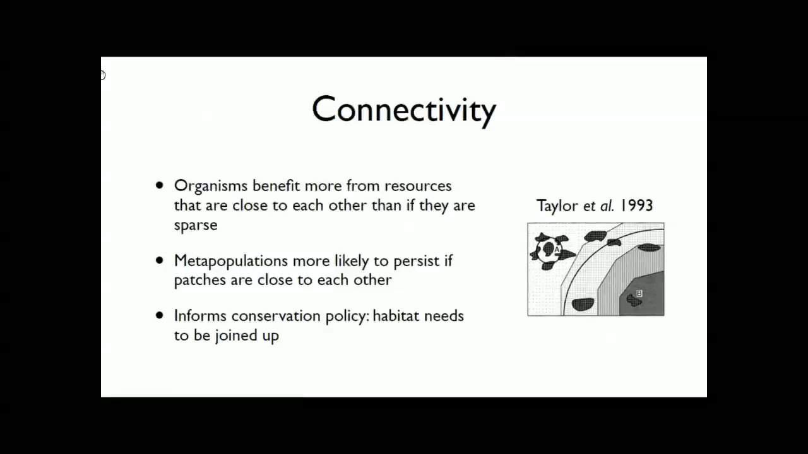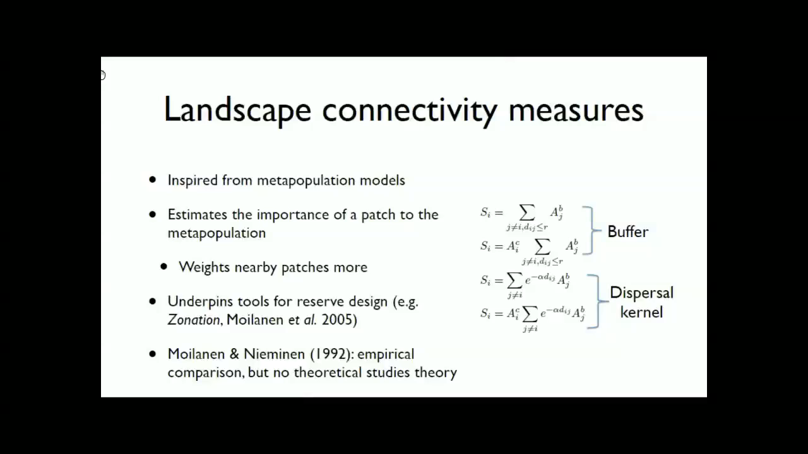So this is very important for conservation policy, with a recognition that habitat must not only be conserved, so that there must not only be enough habitat, but also it's important that it's joined up. So ecologists have developed a number of measures to quantify this connectivity, to quantify the importance of individual patches within a landscape. And I'm going to talk about these kinds of measures which were inspired from metapopulation ideas.